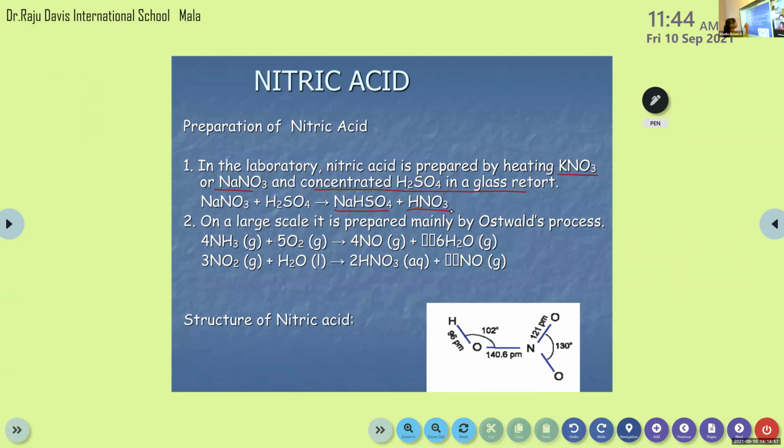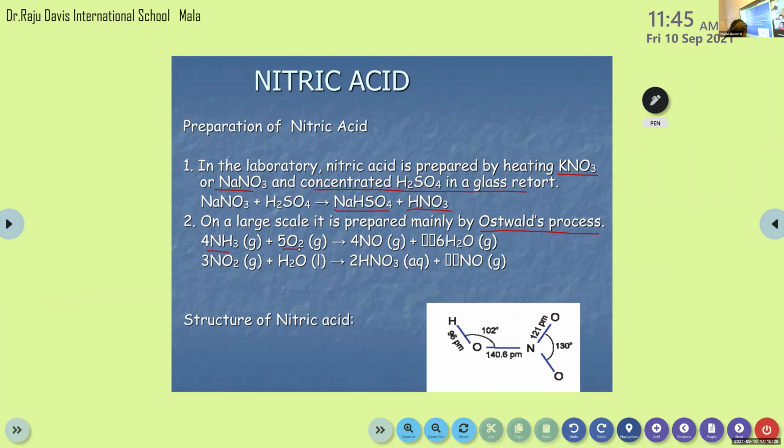And the large scale production of this nitric acid is known as Ostwald's process. In the case of ammonia, the process is known as Haber's process. Here it is known as Ostwald's process. Okay, in this Ostwald process, I told you from this ammonia we can prepare nitric acid. So here the starting material is ammonia. It will react with oxygen to form nitric oxide.